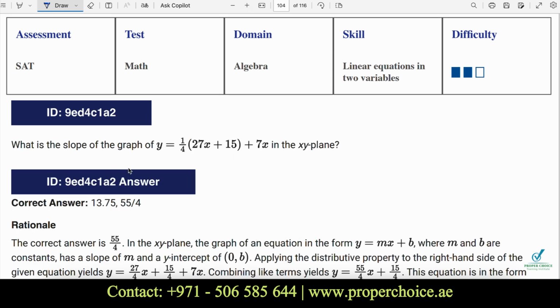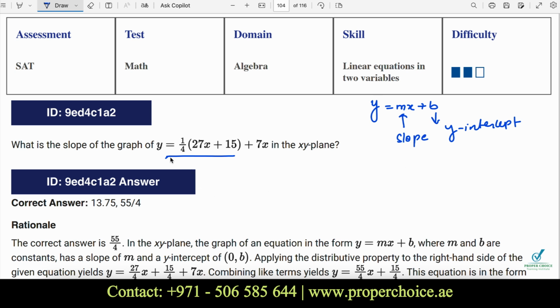The question says, what is the slope of the graph y equals 1/4 of (27x plus 15) plus 7x? So we are asked to find its slope. Remember, this is an equation of a straight line in slope-intercept form. Generally we write it as y equals mx plus b. So the number multiplying x is the slope, and the constant term is the y-intercept. That's what we generally know, and we studied it multiple times in previous questions.